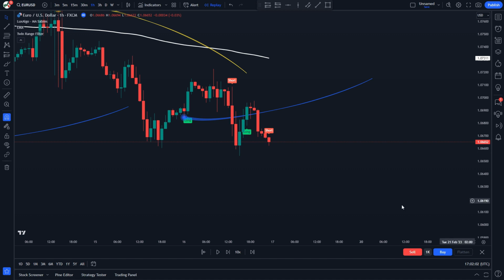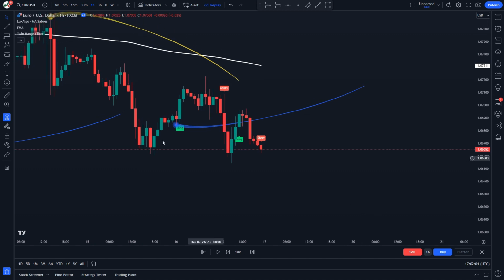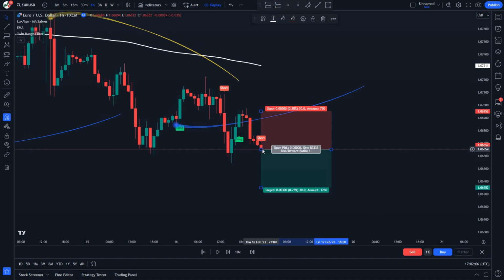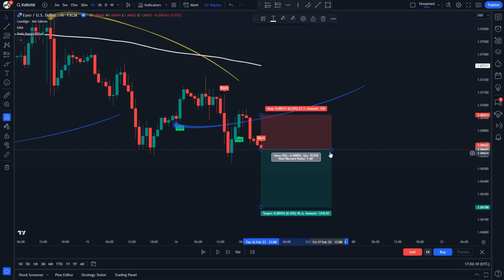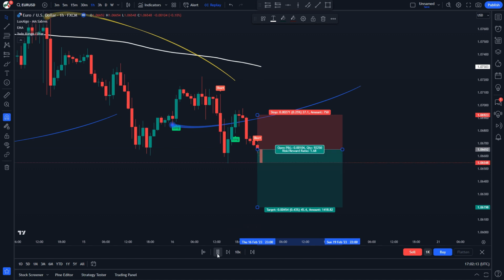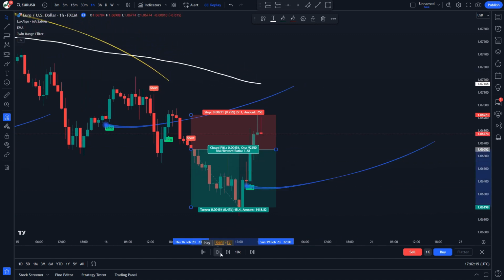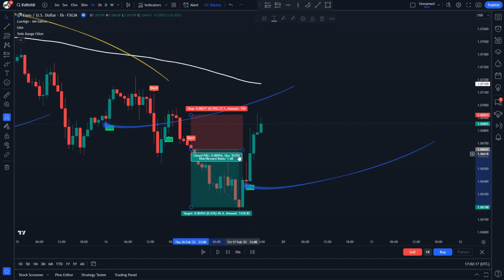For short trades, within a bearish trend, enter when the specified conditions align. Place your stop loss above the most recent swing high and set your take profit at 2.2 times the risk. Again, avoid signals triggered by large candlesticks as they tend to be less reliable.